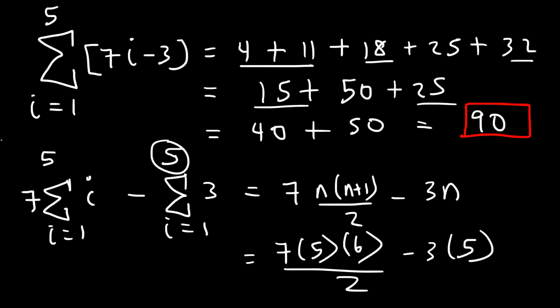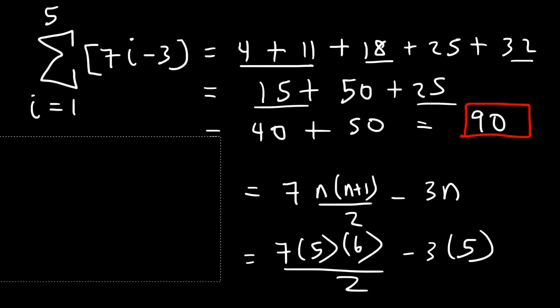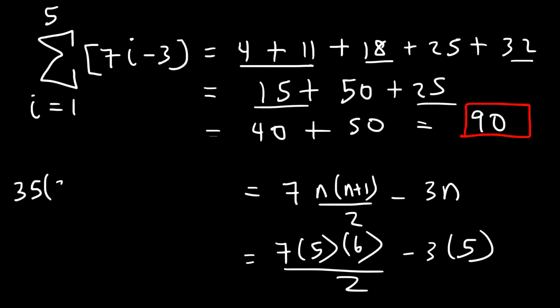Now I'm running out of space, so I'm just going to continue here. 7 times 5 is 35, and 6 divided by 2 is 3. 3 times 5 is 15. Now 35 times 3, 30 times 3 is 90, 5 times 3 is 15, so 90 plus 15, that's 105. And 105 minus 15 is 90. And so you get the same answer.